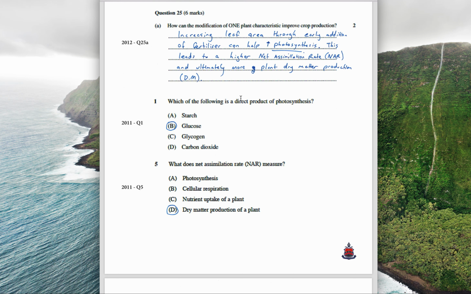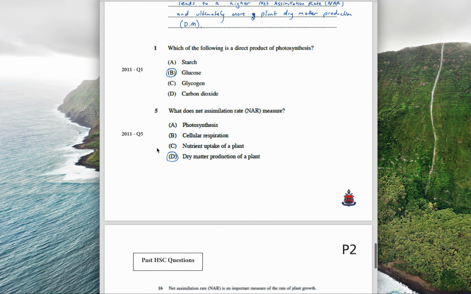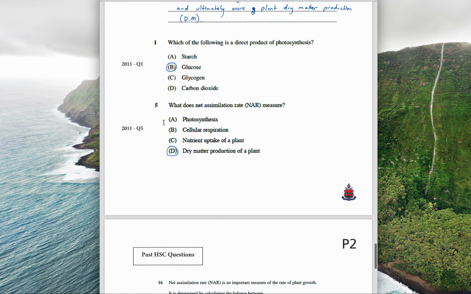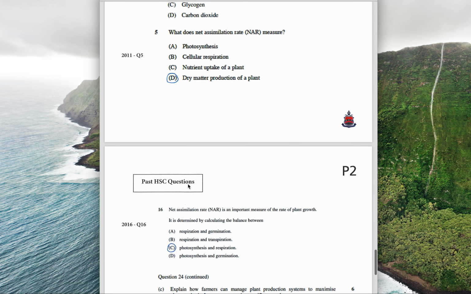Which of the following is a direct product of photosynthesis? The answer is glucose. What does net assimilation rate measure? And the answer is the dry matter production, because this is the difference between photosynthesis and respiration. So it includes both of these things, and it doesn't include this. So NAR is the dry matter production of a plant.